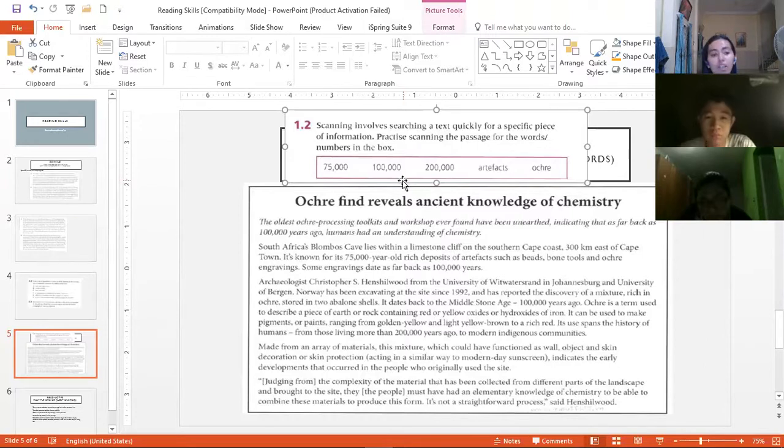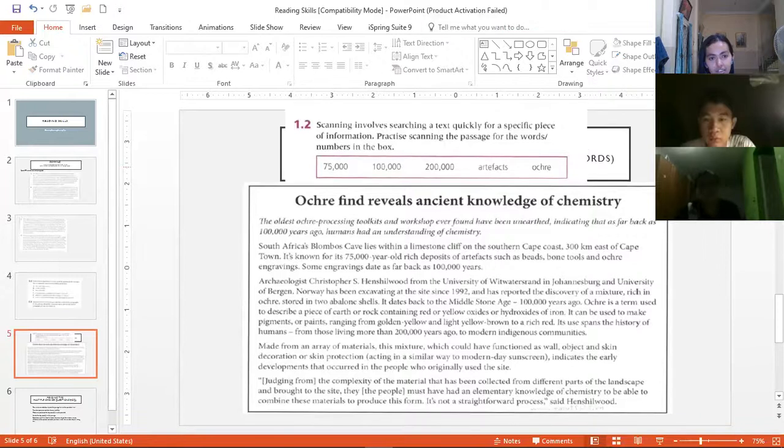Okay, time's up. Now scan the text for these numbers and these words right here. We have 3 groups of numbers and we have 2 words. Scan the text for the numbers and we'll discuss where you can find each word or each number and what does each refer to in the text. Scan. So 75,000, 100,000, 200,000, artifacts and ochre.